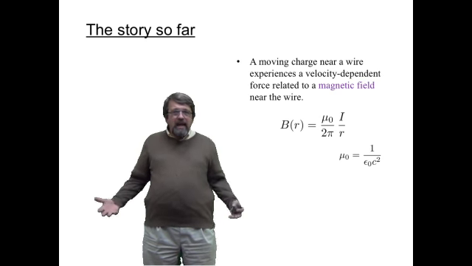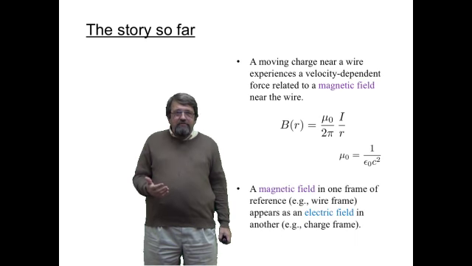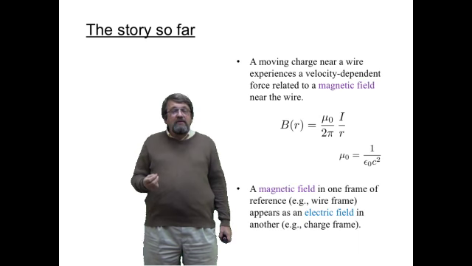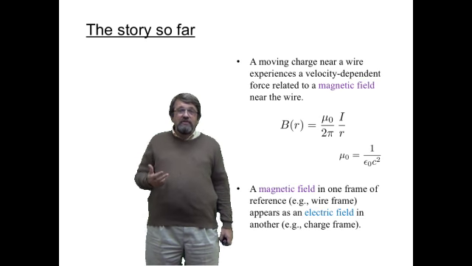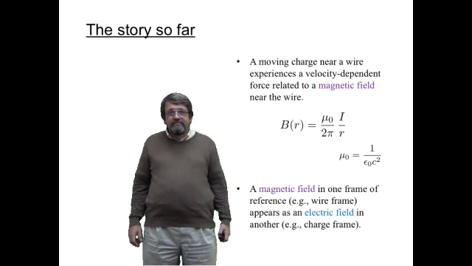What is this new magnetic field? It's very simple. A magnetic field in one frame of reference, the frame of reference of the wire, appears as an electric field in the frame of reference of the charge. The charge feels an electric field due to the net negative charge density of the wire.